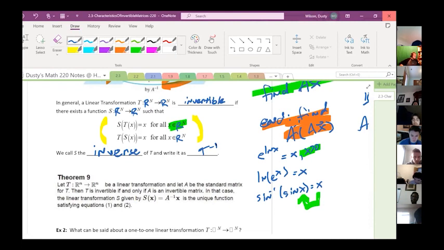Theorem 9 says, let T go from Rn to Rn be a linear transformation, and let A be the standard matrix for T. T is invertible if and only if A is an invertible matrix. In that case, the linear transformation S given by S of x equal to A inverse x is the unique function satisfying equations 1 and 2. This 1 and 2 is a reference to 1 and 2 up here.